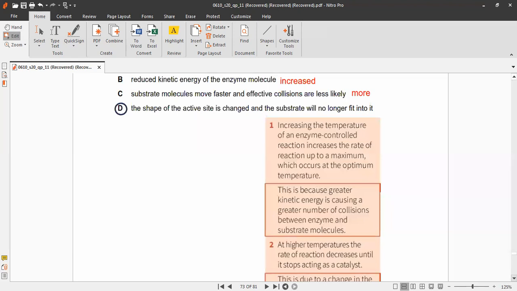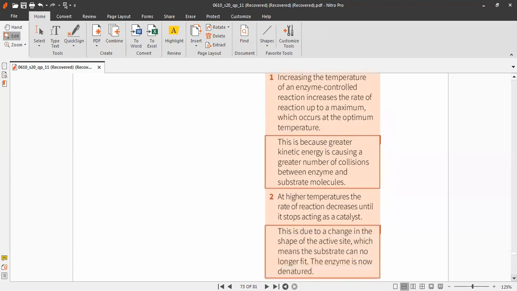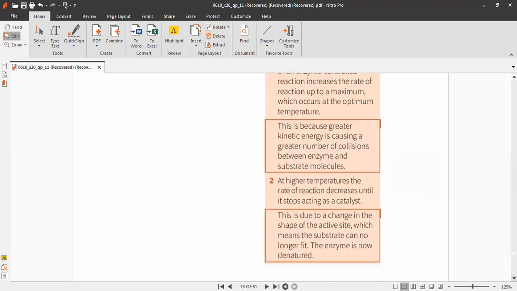Increasing the temperature of an enzyme-controlled reaction increases the rate of reaction up to a maximum, which occurs at the optimum temperature. This is because the greater kinetic energy causes a greater number of collisions between enzyme and substrate molecules. At higher temperatures, the rate of reaction decreases until the enzyme stops acting as a catalyst. This is due to a change in the shape of the active site, which means the substrate can no longer fit. The enzyme is now denatured.